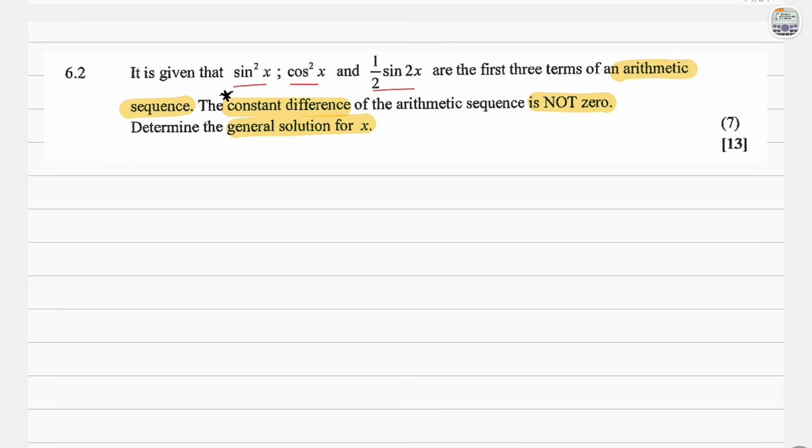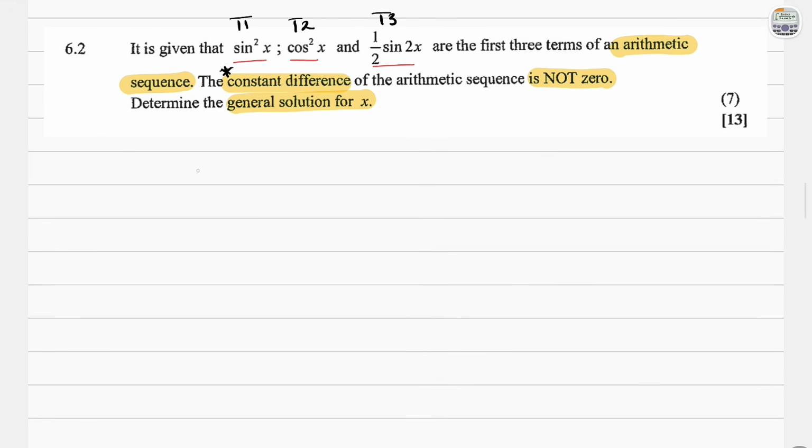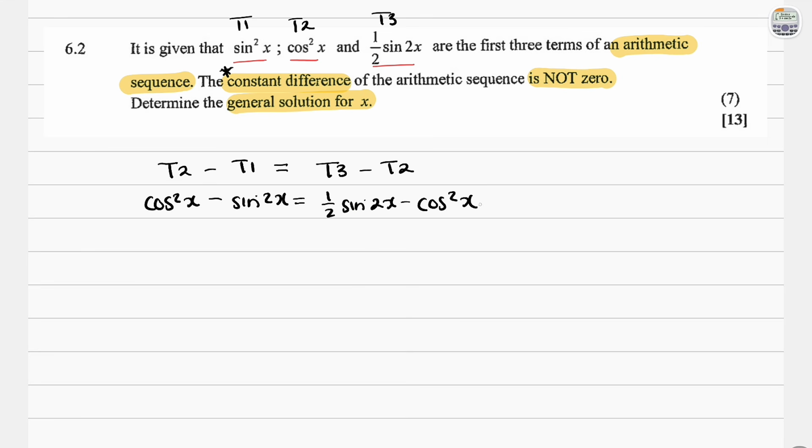Okay, so to form this equation to solve for x, given these three terms, term 1, term 2, and term 3, what do you know about an arithmetic sequence? We know that it has a constant difference. So if you take term 2 minus term 1, it's exactly the same as term 3 minus term 2 because that difference is constant. So this is where our equation will come from. So term 2 is cos squared x minus term 1, which is sine squared x, and this is equal to a half sine 2x minus cos squared x.